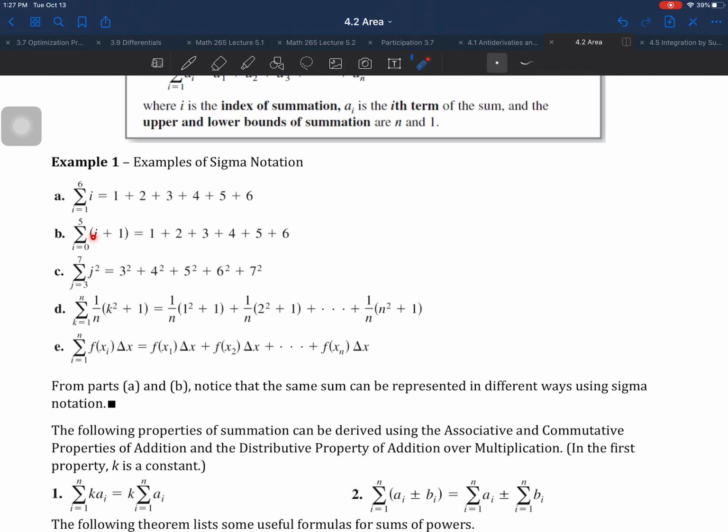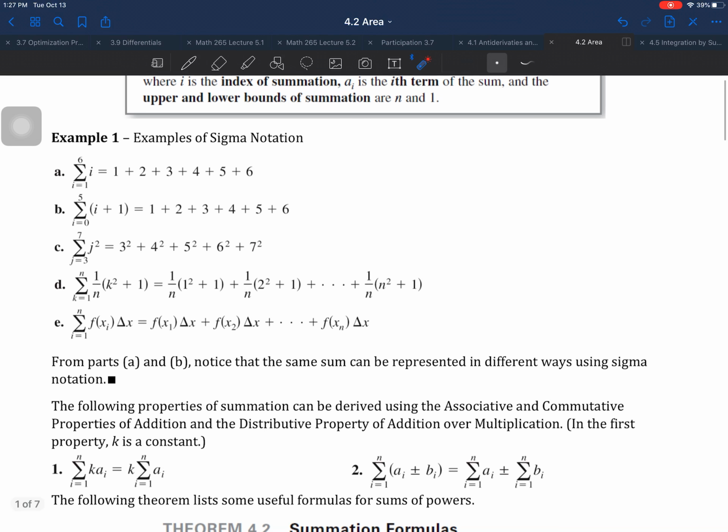So plug in the 0 first. 0 plus 1 is 1, so that gives you the first term. The next one is plug in 1, so 1 plus 1 is 2. The next one is plug in 2, 2 plus 1 is 3. Then plug in 3, 3 plus 1 is 4, and so on until you plug in the last one, 5. Plug in 5, 5 plus 1 is 6. So there you go, you got all the summation.